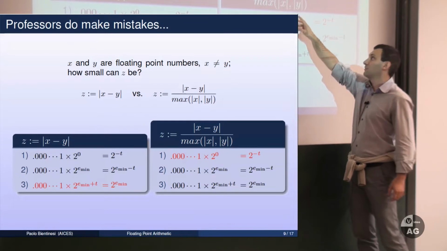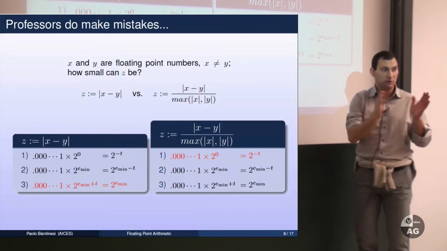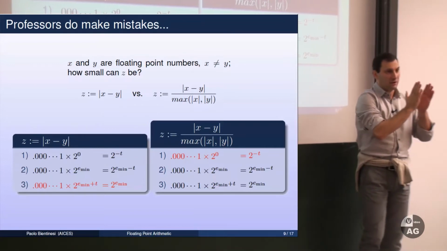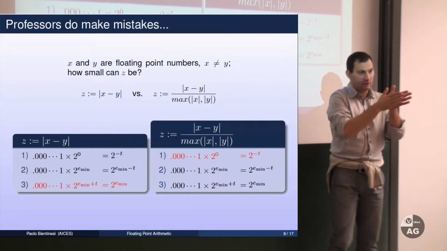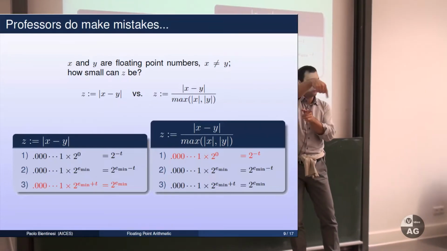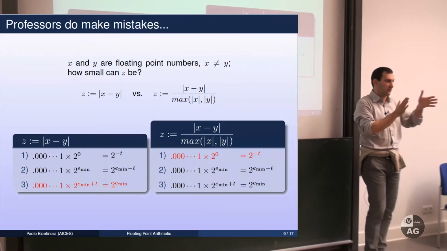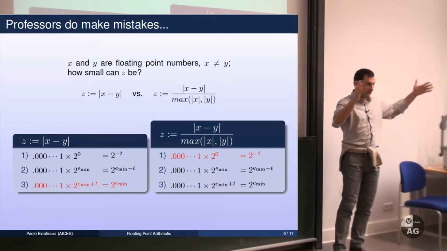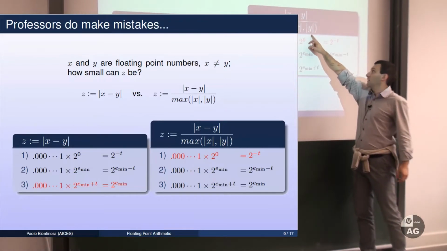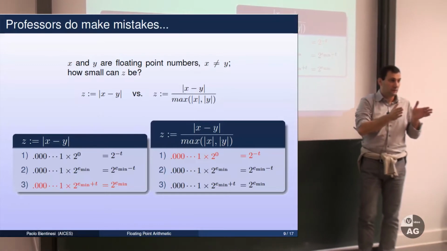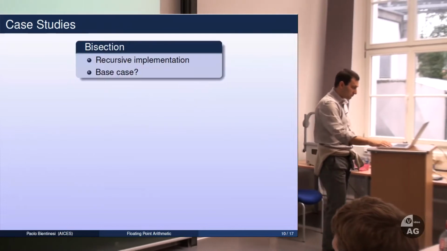Once again, it's important not to set an absolute threshold, but to set something that depends on the magnitude of the entries. The beauty of this fact is that even though the floating point numbers on the line are not equidistant, so as you move towards infinity they get further and further away, still, relatively speaking, the distance stays the same. So that's an important fact.